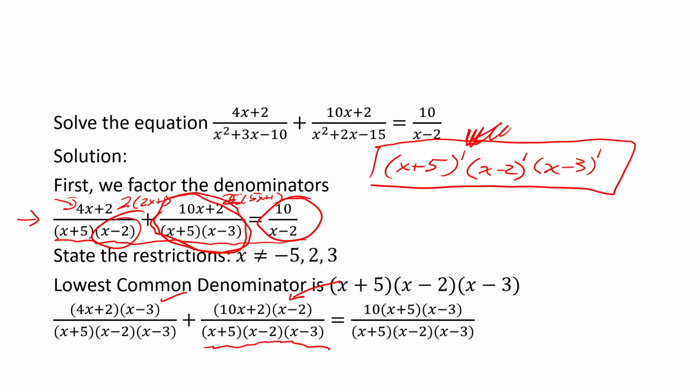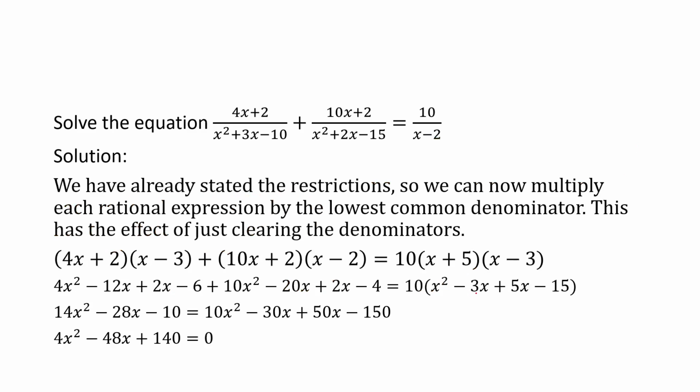Well, our new denominator will be x plus 5 times x minus 2 times x minus 3. So we've multiplied our denominator by x plus 5 and x minus 3. We have to multiply our numerator by x plus 5 and x minus 3, and that's what we get.